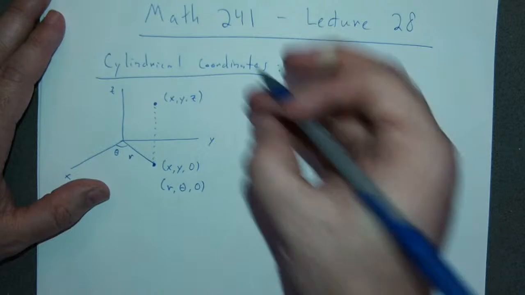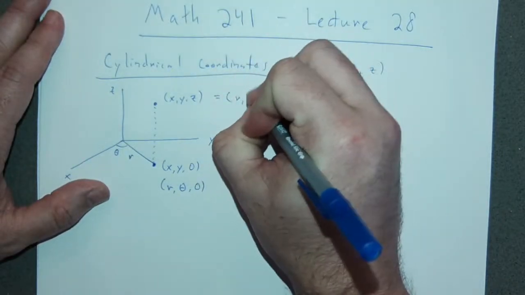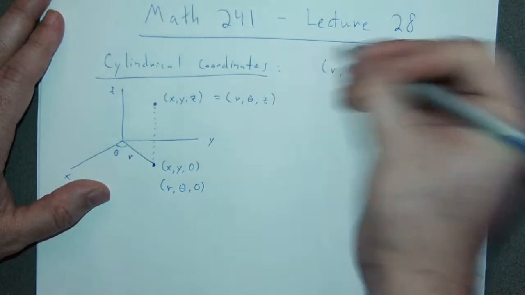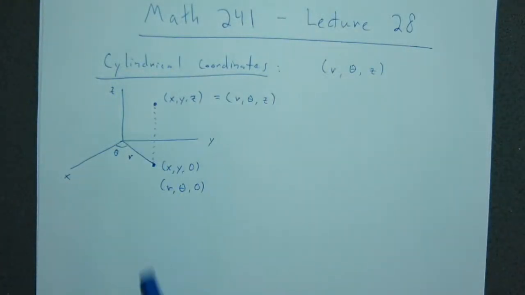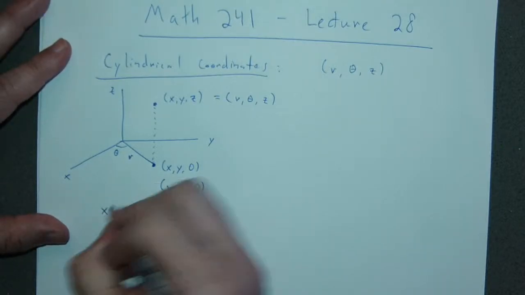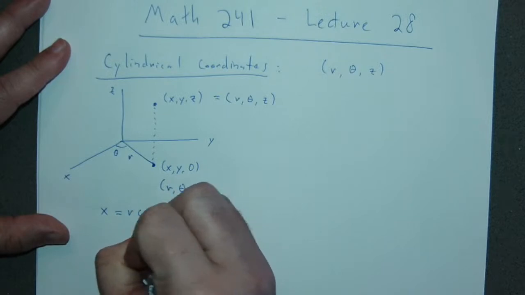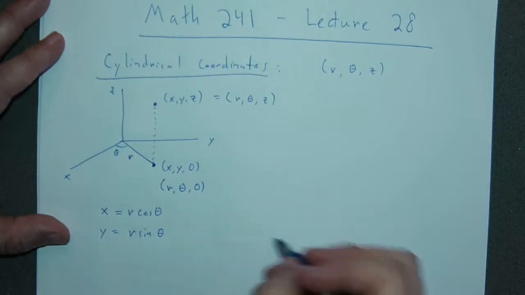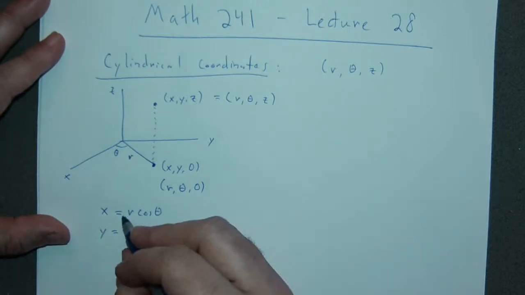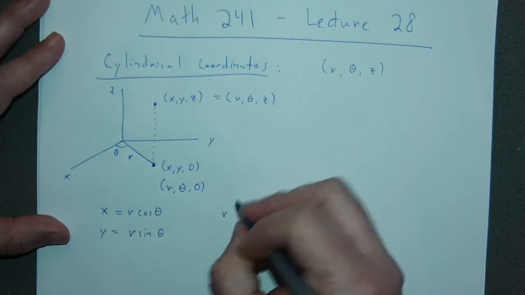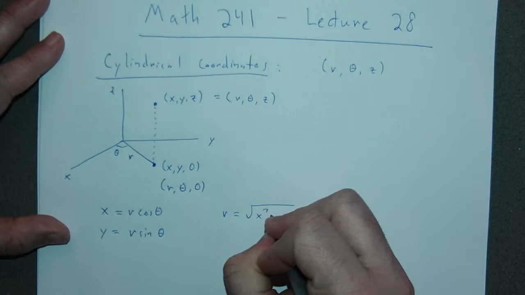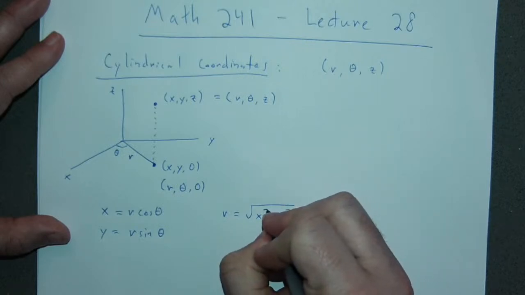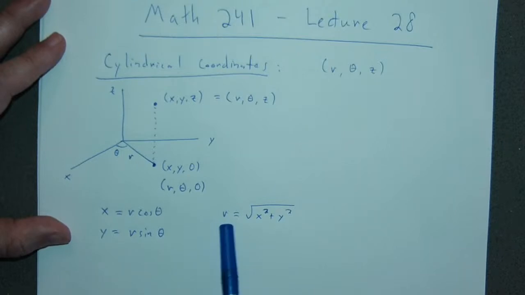So what is xyz in this system? It's simply the polar coordinates r theta with the height z tacked on. And r and theta are related to x and y exactly as they're related in polar coordinates. So x is r cosine theta, y is r sine theta. That's one direction. The other direction: r is the square root of x squared plus y squared. A lot of times I write this without the radical, so r squared is equal to x squared plus y squared. It's the same thing.